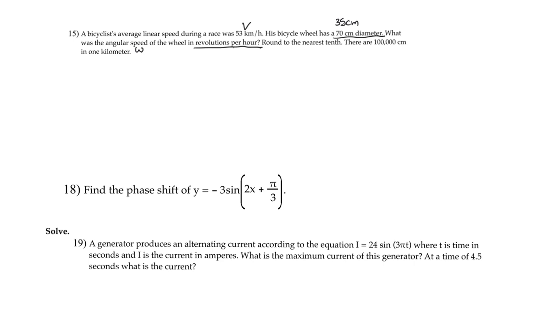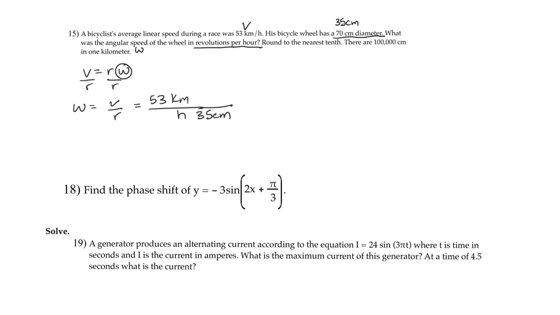Okay, so let's do our formula. V equals RW. I want to solve for W. So I'll divide both sides by R. So W is equal to V over R. And the velocity is 53 kilometers in 1 hour. Okay, and then the radius is 35 centimeters.